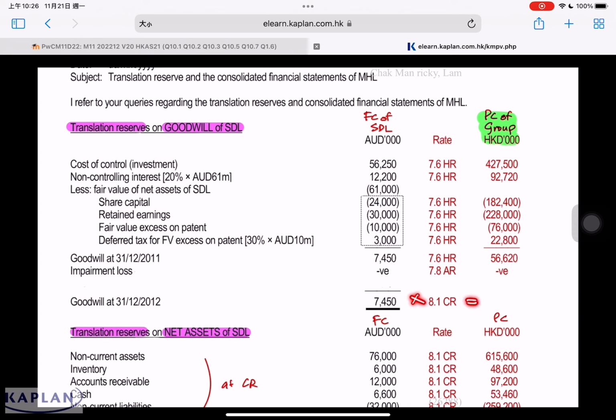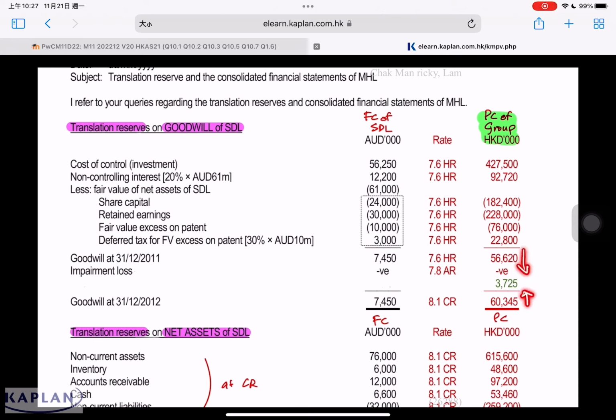The goodwill is equal to 60345. The goodwill at the acquisition is translated using 7.6. The same amount of goodwill at the year end is translated at 8.1. The goodwill is the same, but the exchange rate is different. As a result, there's a translation difference. At the start, the goodwill is only 56620. At the year end, the goodwill is equal to 60345. The goodwill increased by 3725.